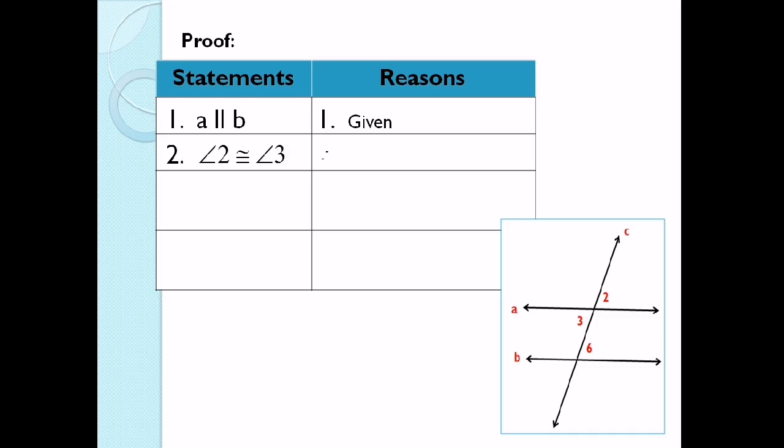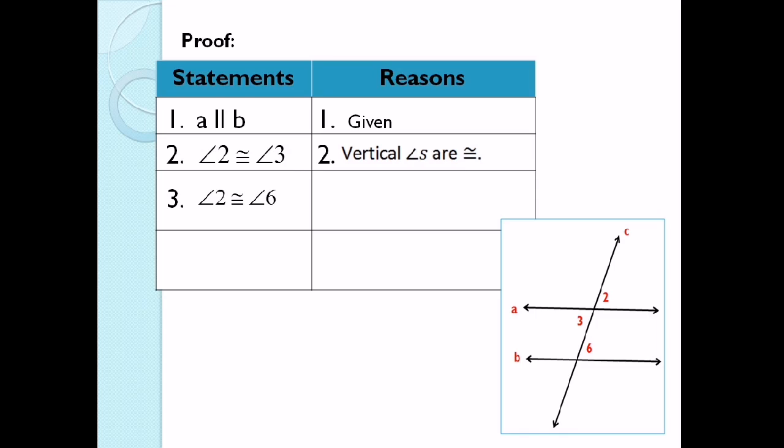So what will be our reason? Bakit siya naging congruent? Because vertical angles are congruent. So mapapansin kanina sa ating activity na pares ng measurement yung mga vertical angles. Then, for our statement 3, yung angle 2 is congruent with angle 6. So what is the relationship between the two?